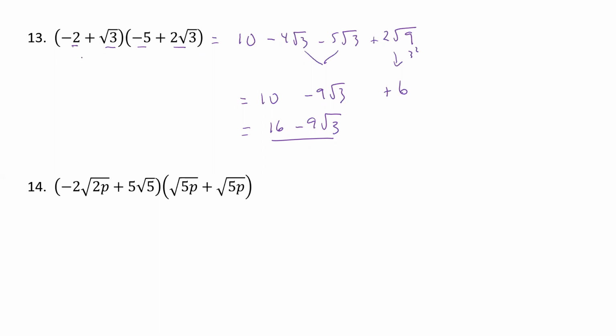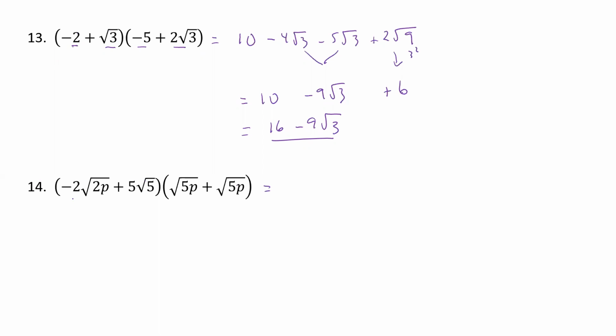Now you notice a lot of times when we multiply with these radicals, one set goes to something squared, and we can get rid of that square root, and then we just have one square root in the end. Now that doesn't always happen, but sometimes it does.